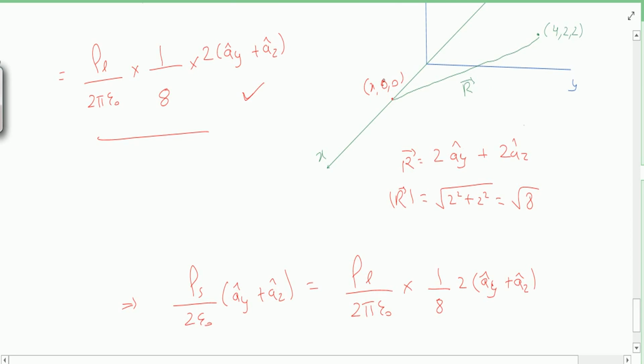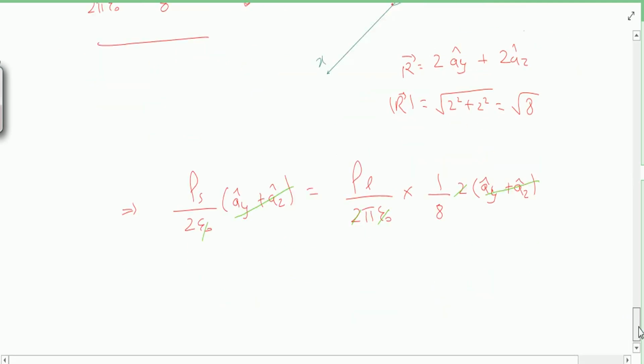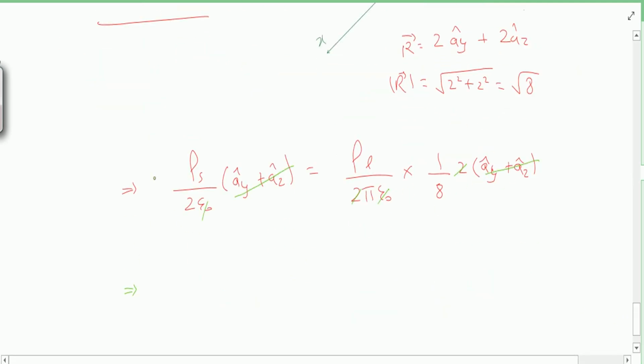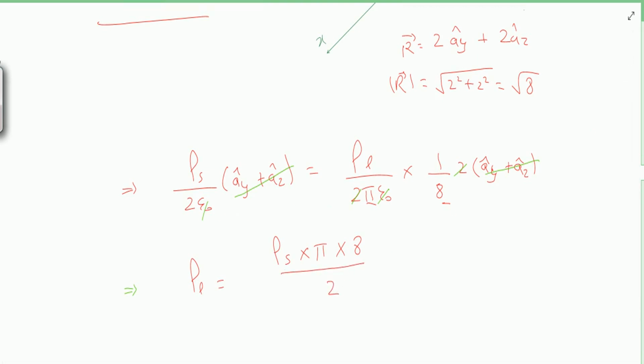So there are many things which are cancelling here. Epsilon naught gets cancelled, and this 2 gets cancelled with this, and a few more things we can simplify. So simplify this and write rho l is equal to, taking all the things here, rho s into pi into 8 by 2.